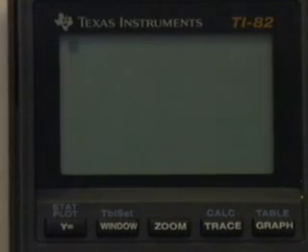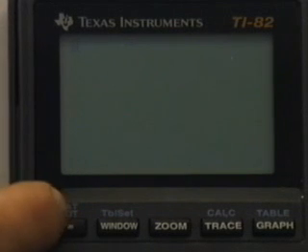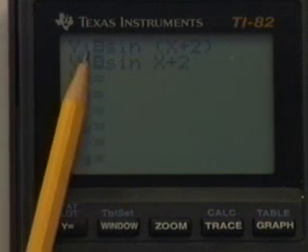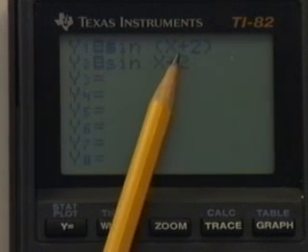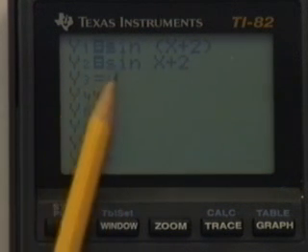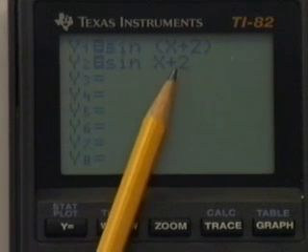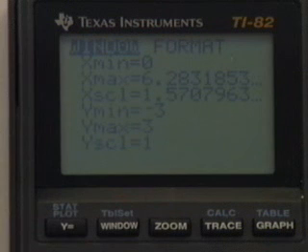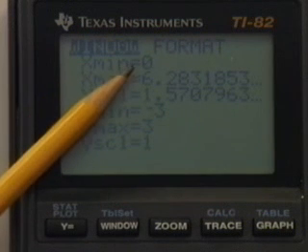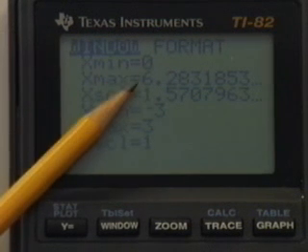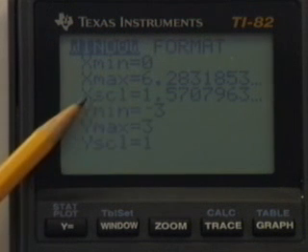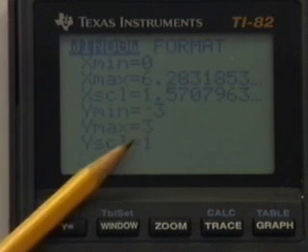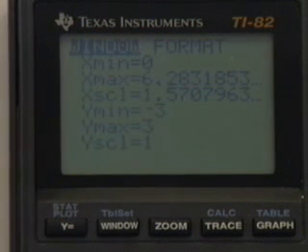Let's see. I better turn it on. Okay. Now, I'll show you my y variables here, and you can see I've got my y1 variable set up to be sine of the quantity x plus 2. y2 is the sine of x plus 2. Now, let's check the window that I'm going to graph in. I'm going to have x go from 0 to 2 pi, in increments of pi over 2. Y is going to go from negative 3 to positive 3 in increments of 1.